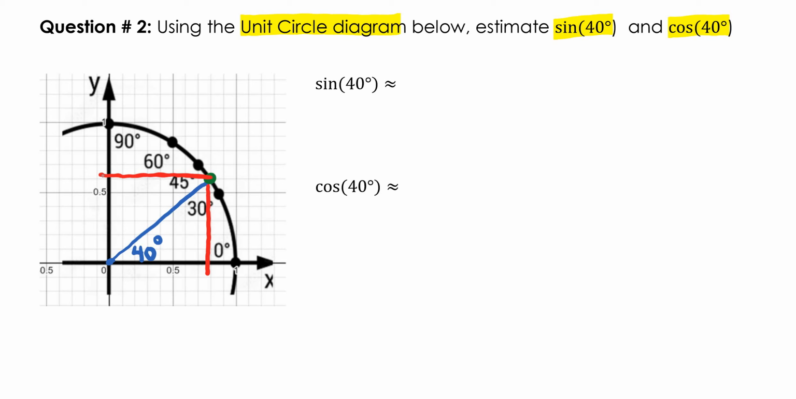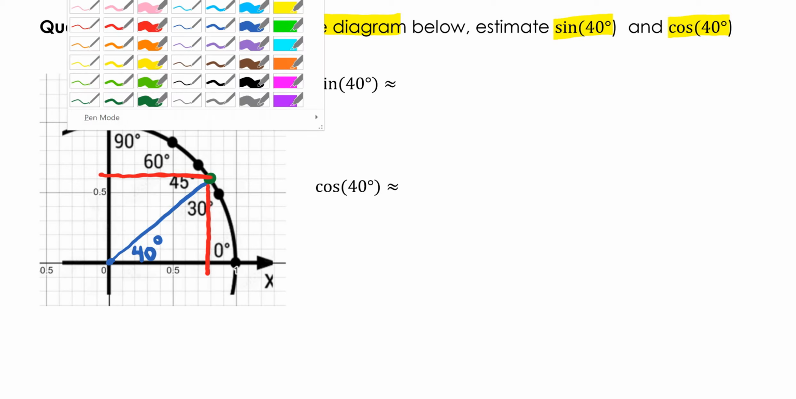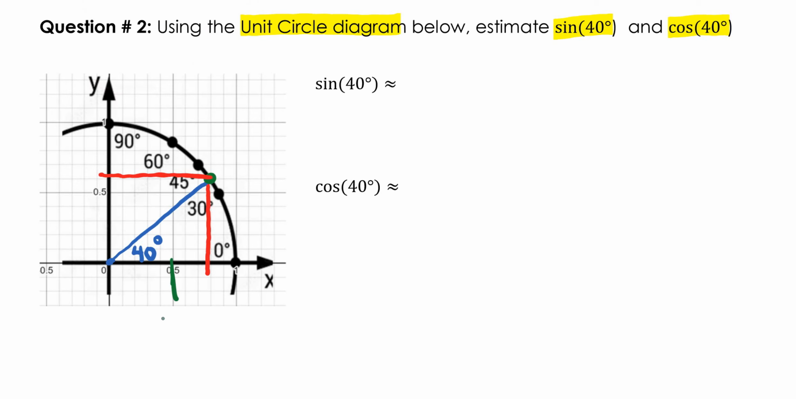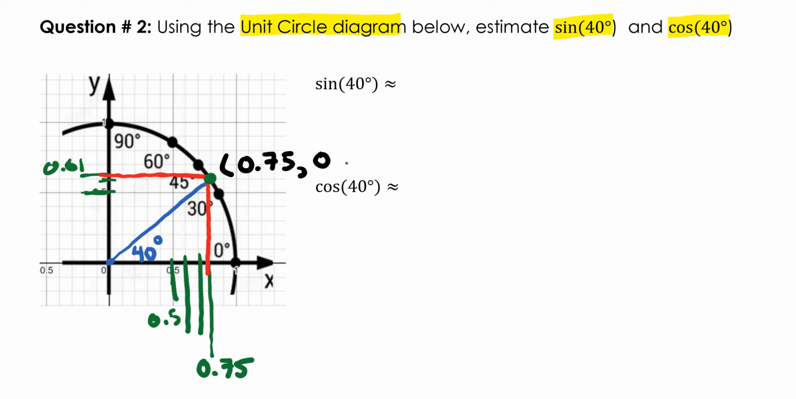Okay, so in order to find the x value, let me grab a green marker here. We know right here this is a half, right? So we know this is 0.5 right there. So this will be 0.6, 0.7, and maybe this is going to be 0.75 for the x-coordinate. And for the y value, I know this is 0.5, so this will be 0.6, so this might be 0.61 maybe. So if I had to estimate this coordinate here, I'm going to say it's going to be 0.75, comma, 0.61.